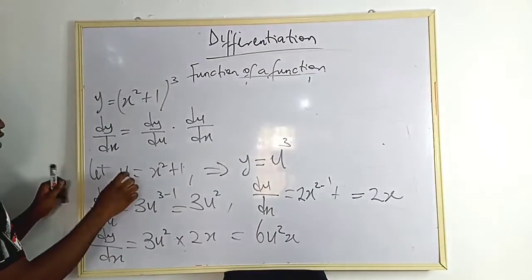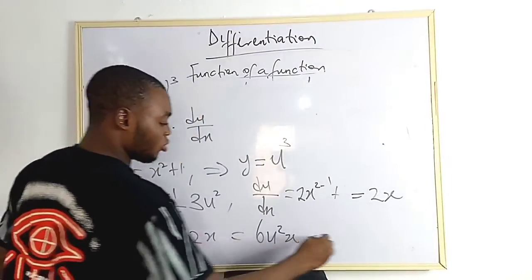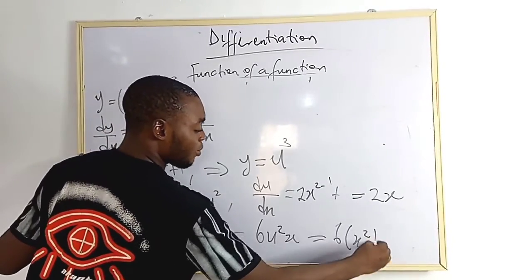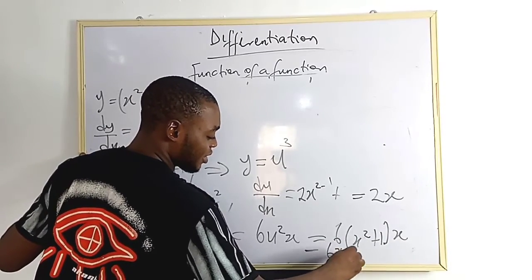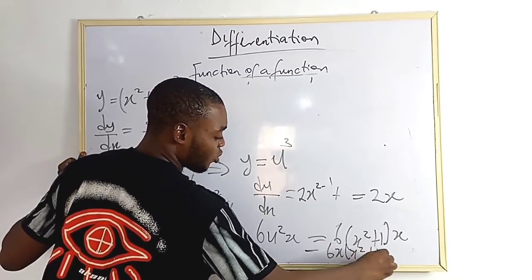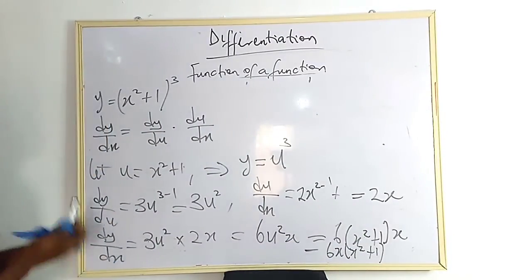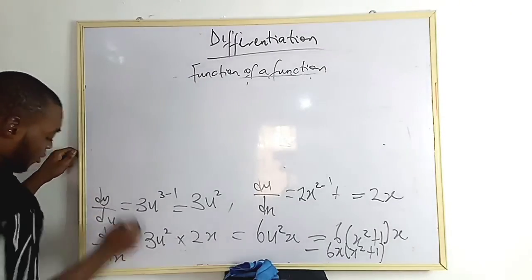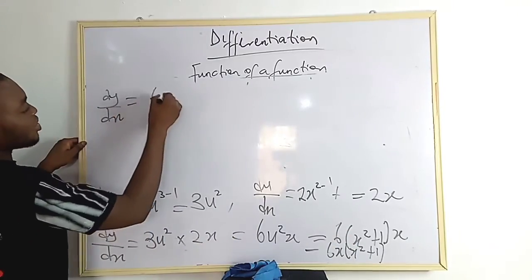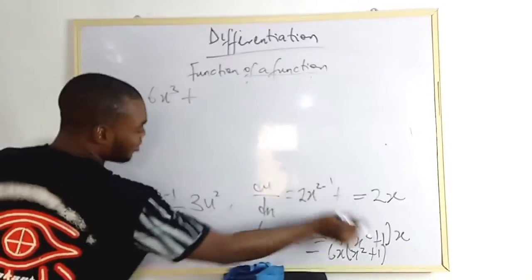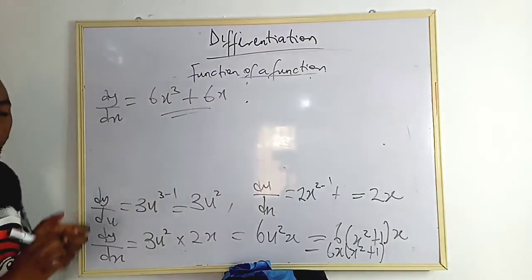But don't forget, our u is equal to x squared plus 1. So you insert u: 6 into bracket (x squared plus 1) squared into x, that is 6x into bracket (x squared plus 1) squared. You can also use that 6x to open the bracket. So dy/dx equals 6x times x squared raised to the power 3, plus 6x times 1, 6x. You can either leave it like that or leave it like this. That is the derivative of that.